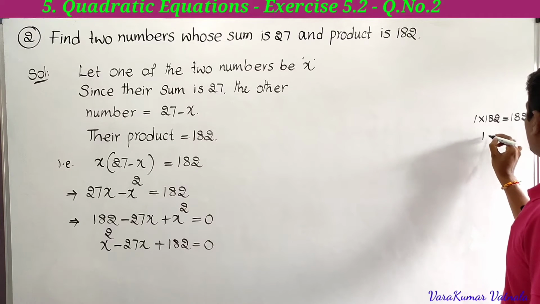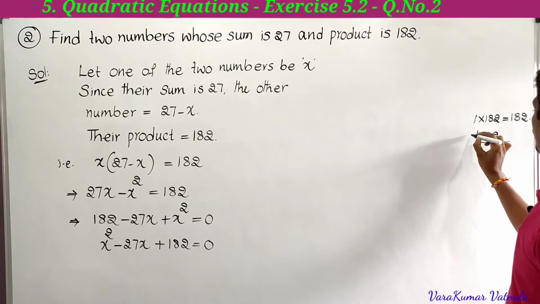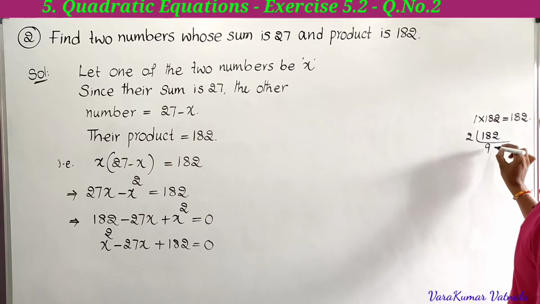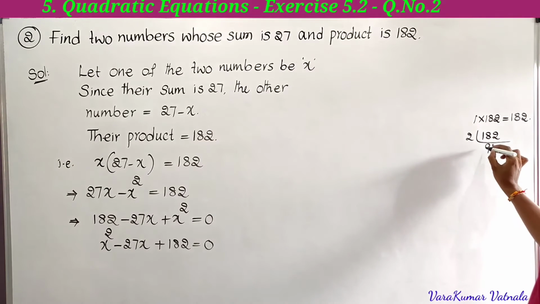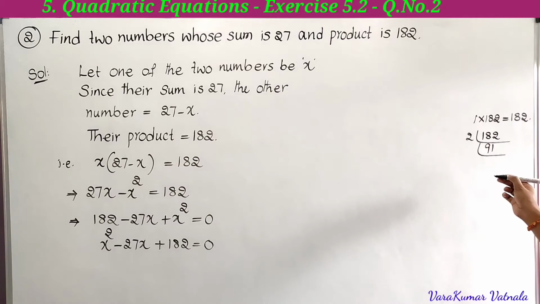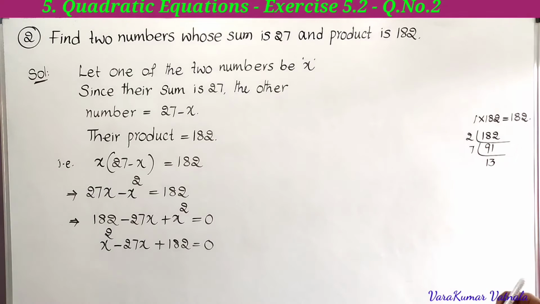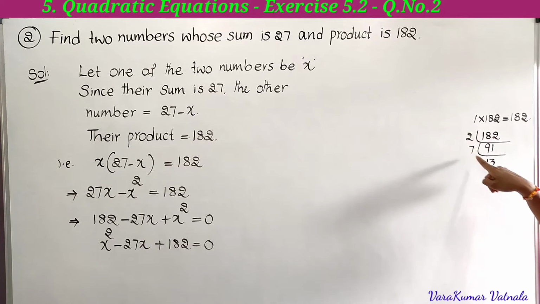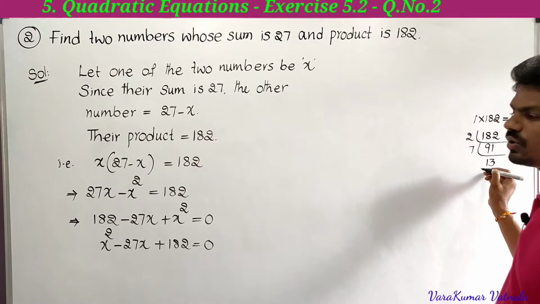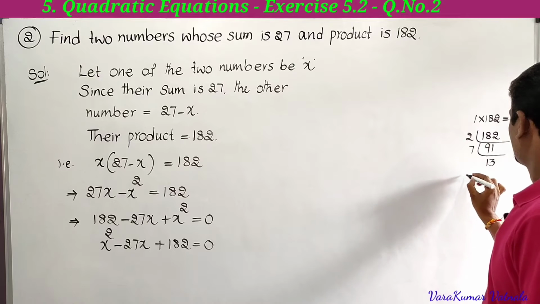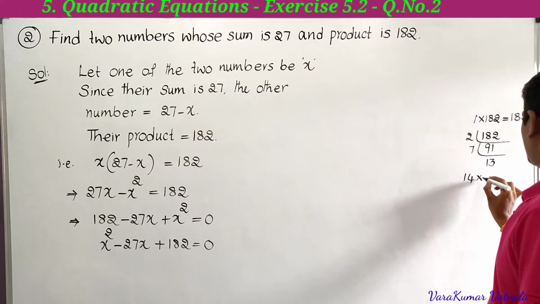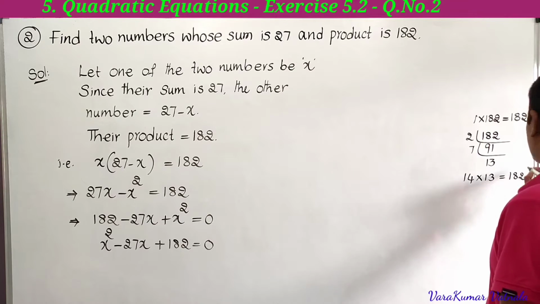Now we have to resolve 182 into factors. Divide by 2: 2 9s are 18, 2 1s are 2. Next, it is not divisible by 2 or 3, but it is divisible by 7. 7 1s are 7, 7 3s are 21. Once check up: 2 into 91 is 182, but 2 plus 91 is not equal to minus 27. If you take 2 into 7, 14, now I am checking 14 into 13. 14 into 13 equals how much? 182.